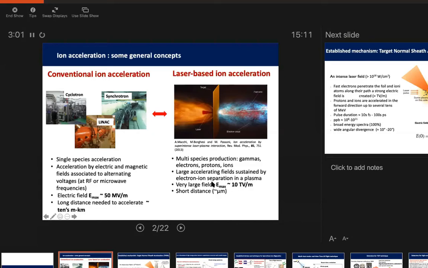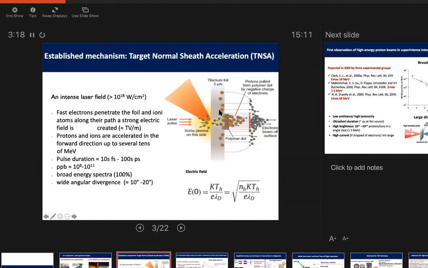And this acceleration is occurring in a very short distance, of the order of a micrometer. So in contrast to conventional acceleration, the acceleration is performed in a very short space. Here I'll show you the mechanism of interaction and acceleration for the acceleration regime which is called target normal sheath acceleration.